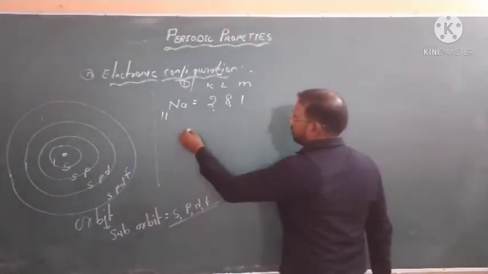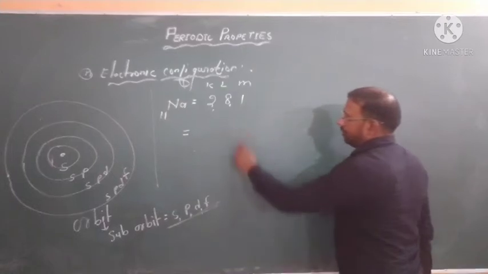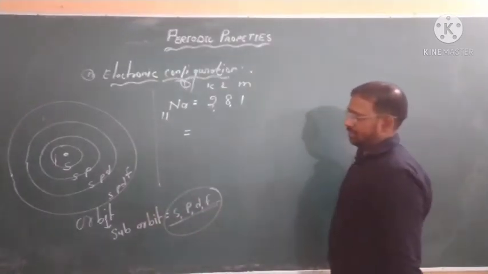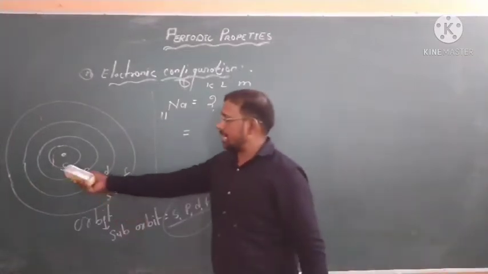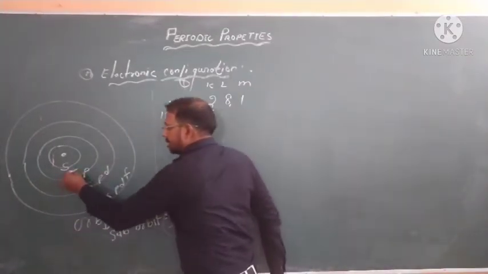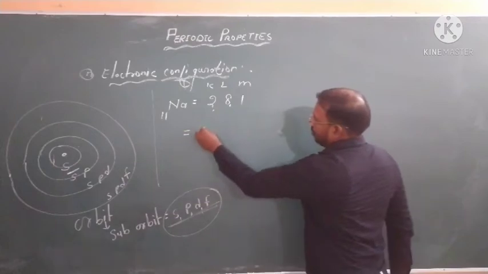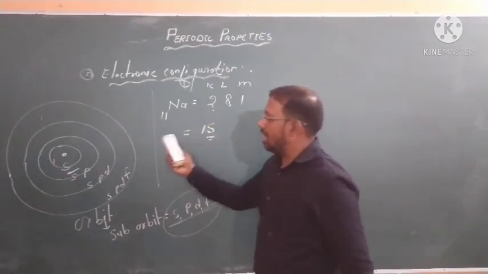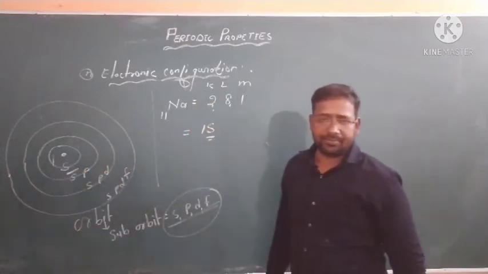So how can you write the electronic configuration in the form of SPDF? Already I discussed that the first shell can have only one suborbit, so just write 1s. Why am I writing 1s? Because the 1 represents the first shell.